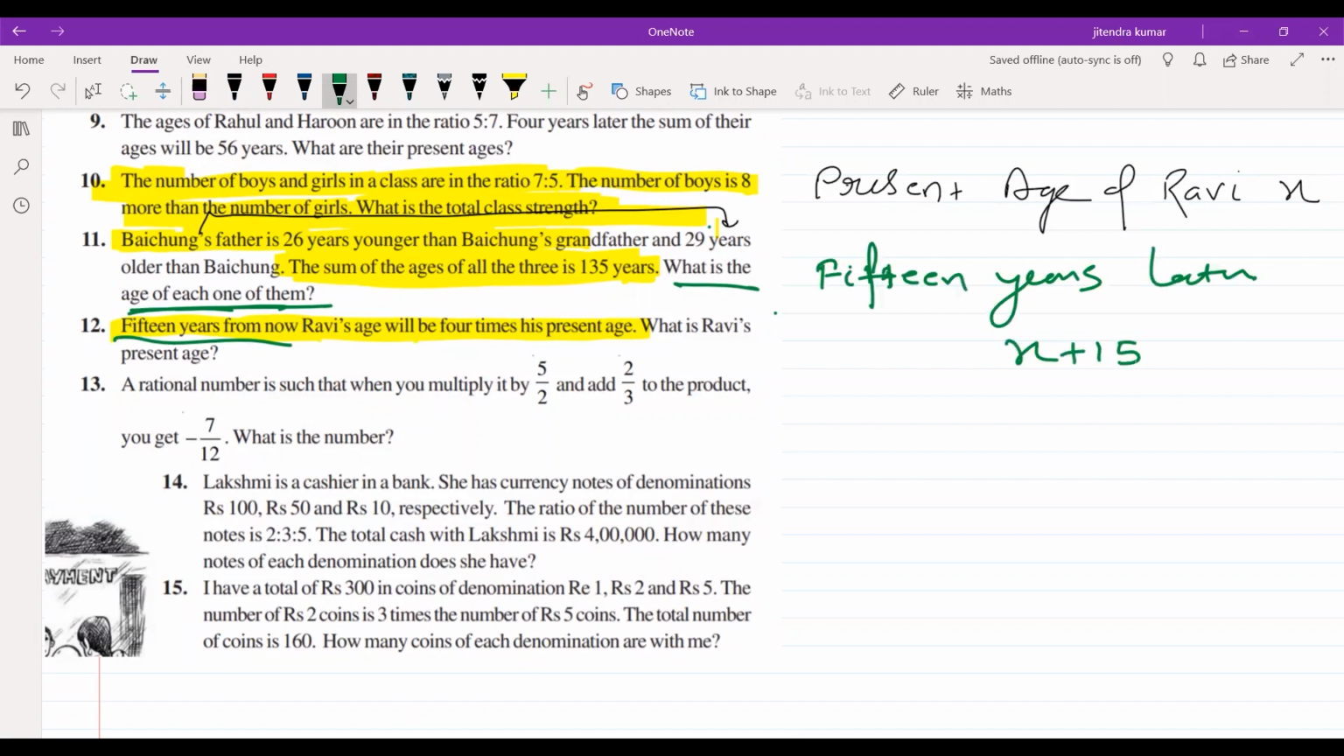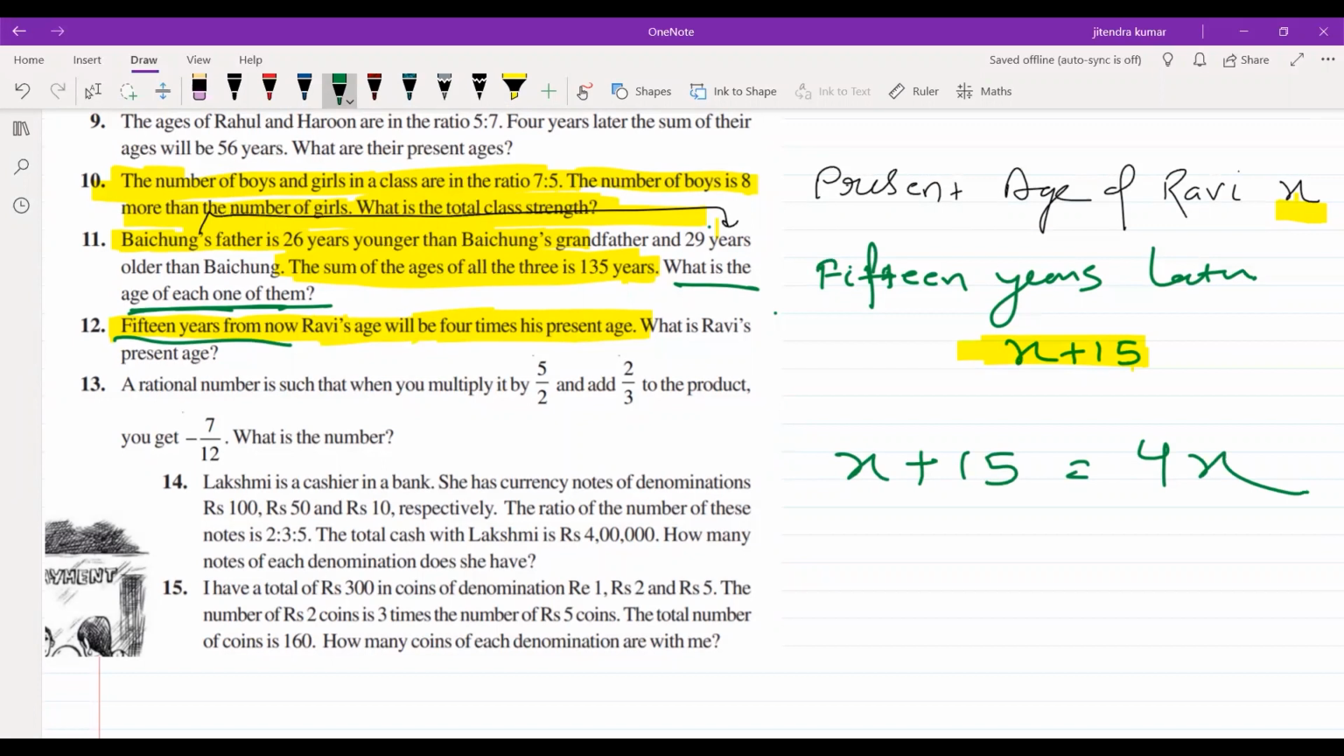Now if you read the first line again, it says 15 years from now, Ravi's age will be 4 times his present age. So x plus 15 is 4 times x, because his present age is x, and 15 years later his age will be x plus 15. So x plus 15 is equal to 4x. That is our equation.